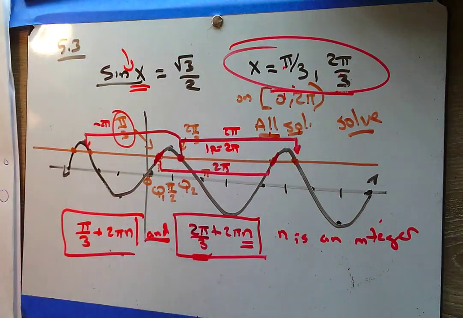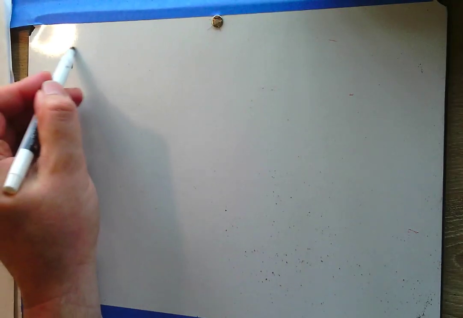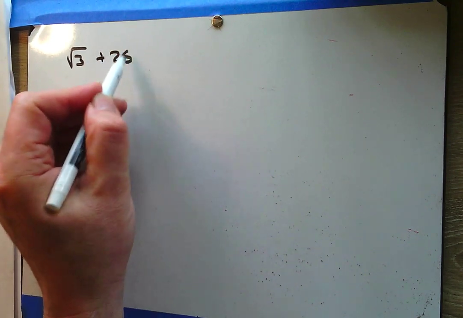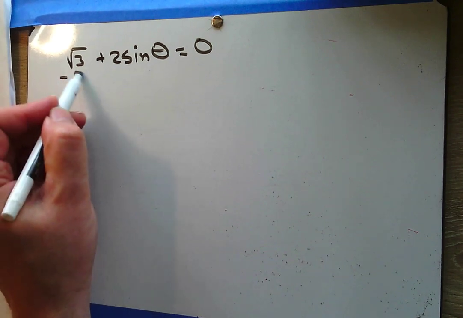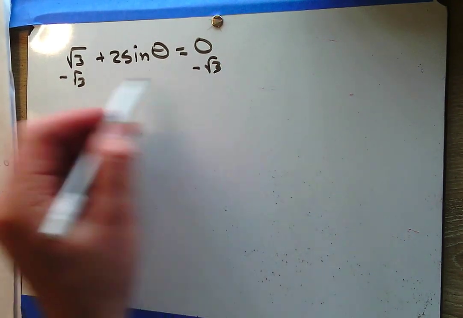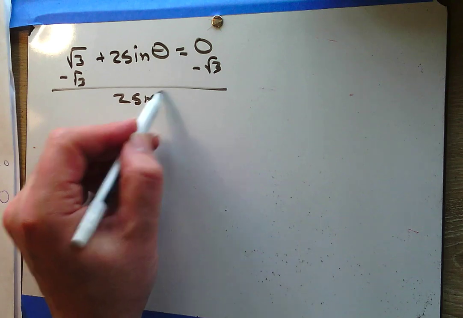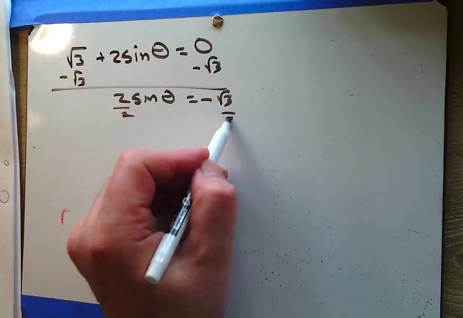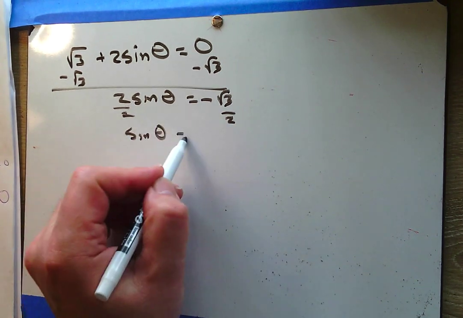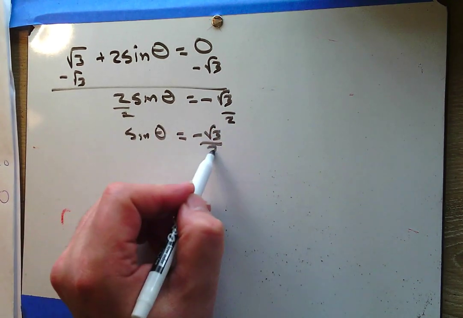Okay, so let's go through some problems now, and let's see about doing them both as 0 to 2 pi and as all solutions. Okay, here's our first one. I want to look at square root of 3 plus 2 sine theta equals 0. Well, if I subtract root 3, I'm going to see 2 sine theta equals negative root 3. And if I divide by 2, I'm going to see that sine of theta equals negative root 3 over 2.